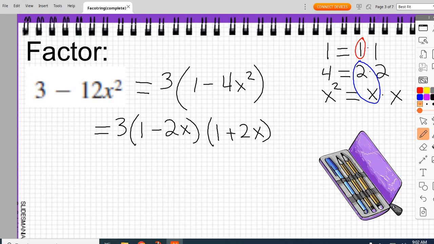Okay, so remember that once I factor out my greatest common factor, which is a 3 in this case, we're left with 1 minus 4x squared, which is a binomial. And when we have binomials, we also have two additional formulas that we can use: sum and difference of cubes or difference of squares. So in this case, my 1 and my 4x squared are all perfect squares, because something multiplied by itself equals that.